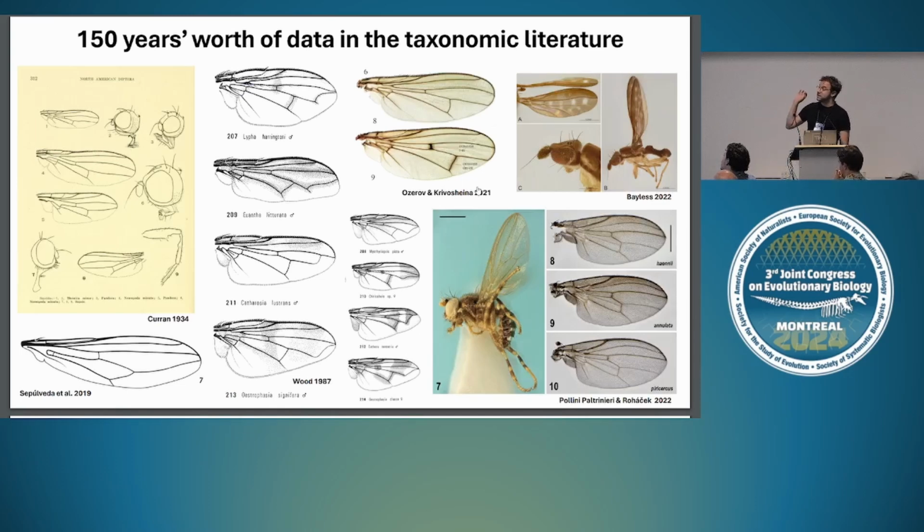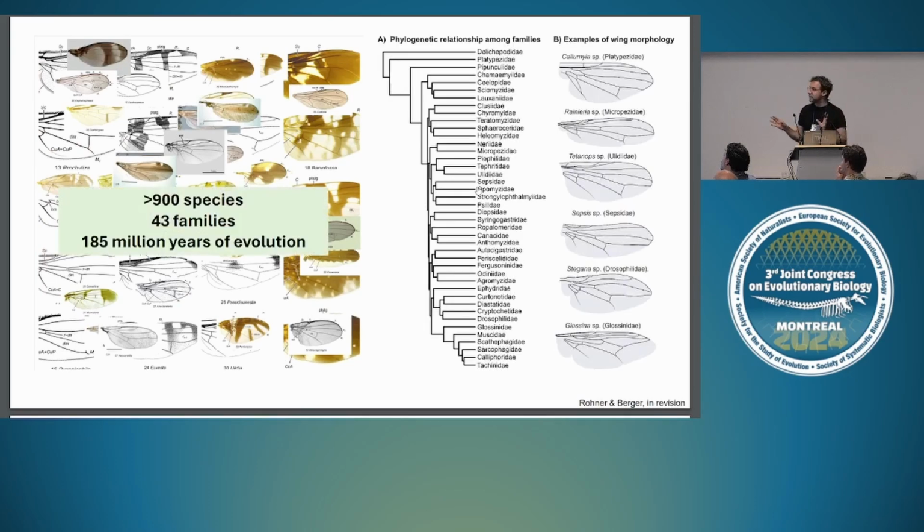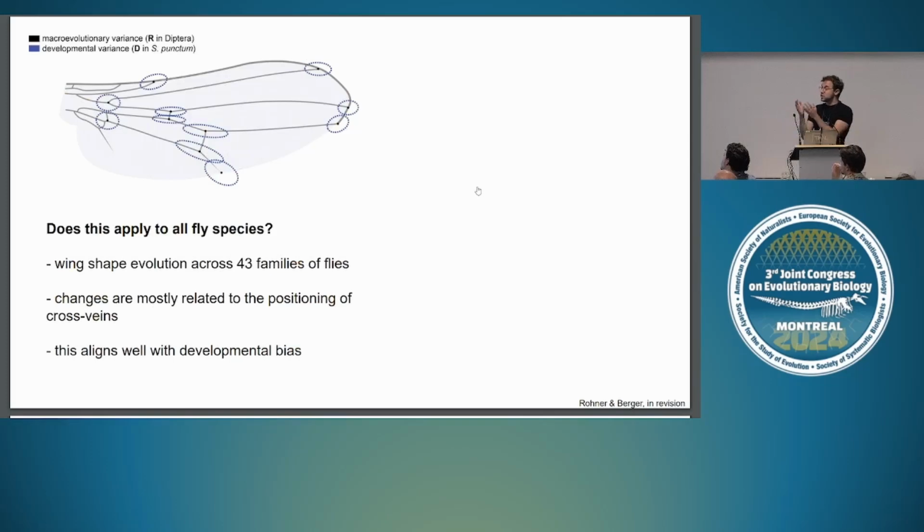So I went into the systematic and taxonomic literature and sourced a lot of high quality data from illustrations and pictures. With that, we got data for about 900 different species, belonging to 43 different families, spanning about 185 million years of evolution. And with that data set, we can now ask, do those phenotypic dimensions that have most developmental variants also evolve the fastest on these timescales? And what do we find?